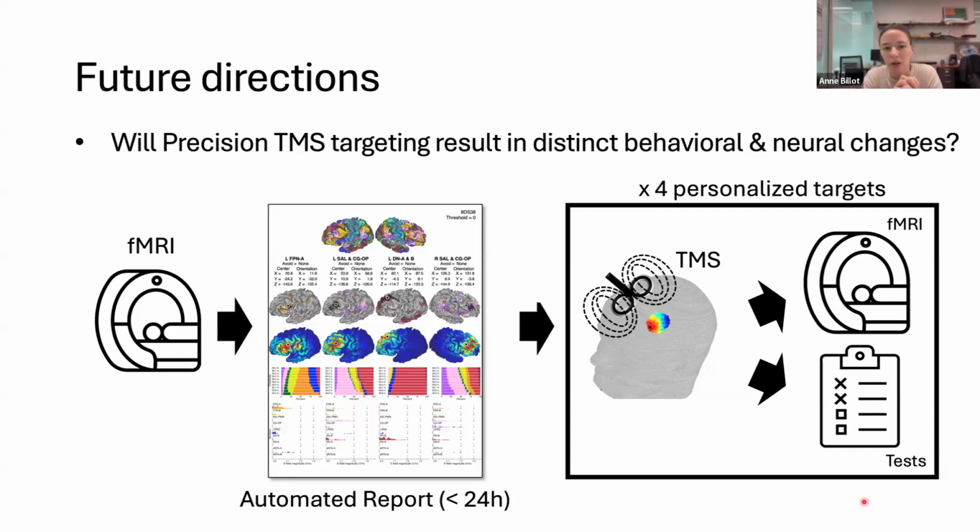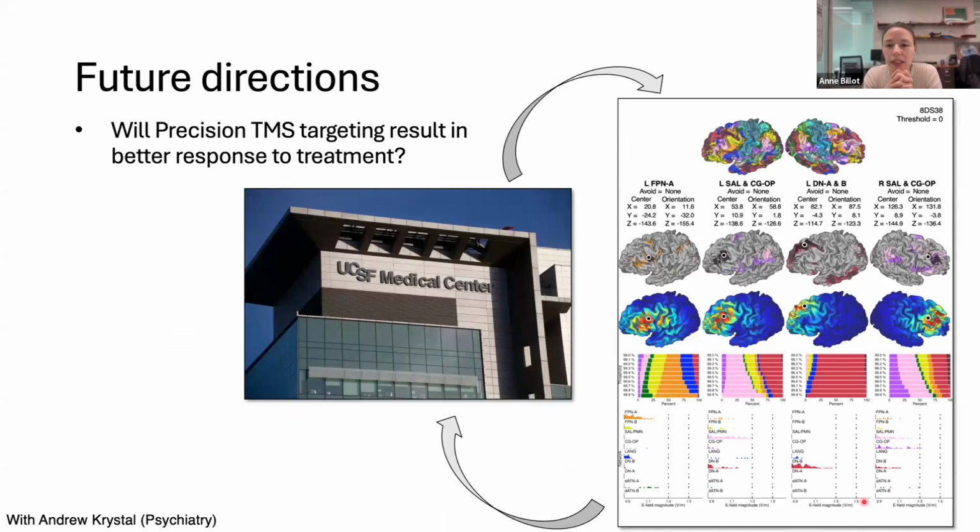So to do this, we bring people in, we scan them for about an hour, and we create from that hour of fMRI data an automated report of their personalized targets based on their resting state data. And we administer after that TMS to 4 distinct targets, so 4 distinct networks. And we then evaluate neural and behavioral changes after TMS by bringing them back into the MRI right after the TMS or by administering some cognitive tests.